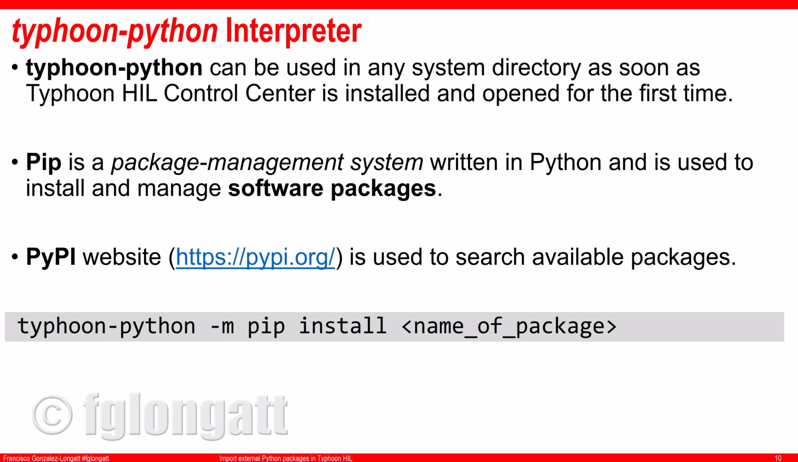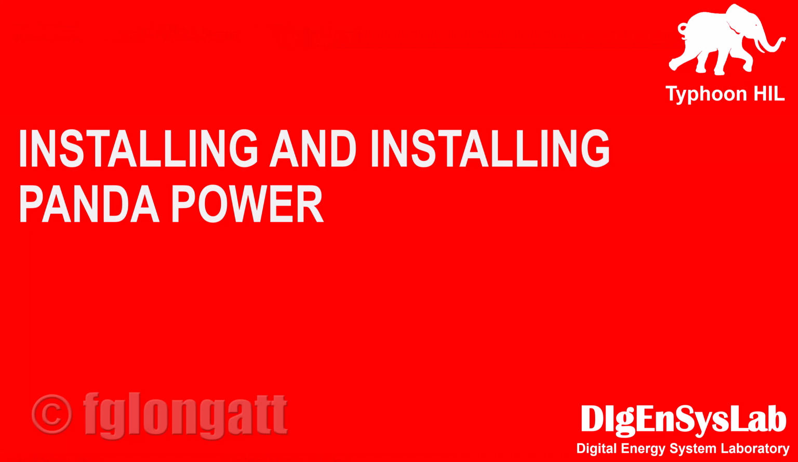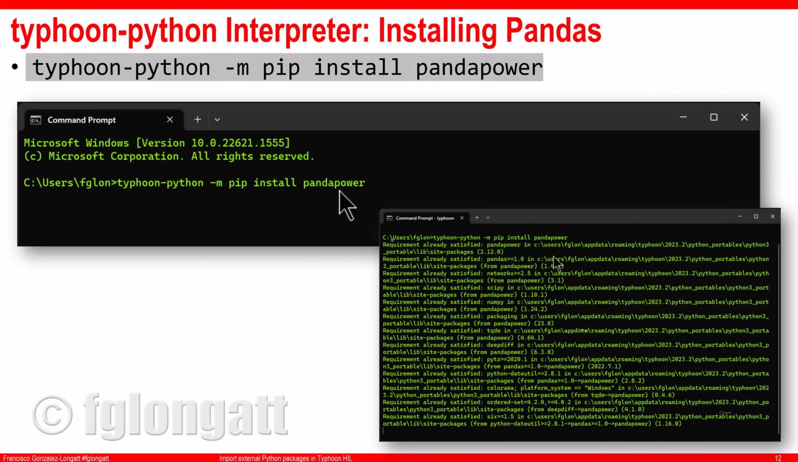As a simple example, let's install the very simple and classic PandaPower. Well, to install PandaPower, what we need to do is basically type in the command prompt these very specific commands that I put here at the very top. Typhoon, Python, pip, install PandaPower.